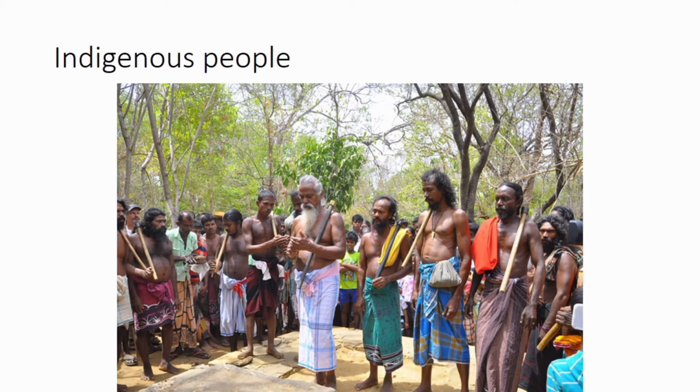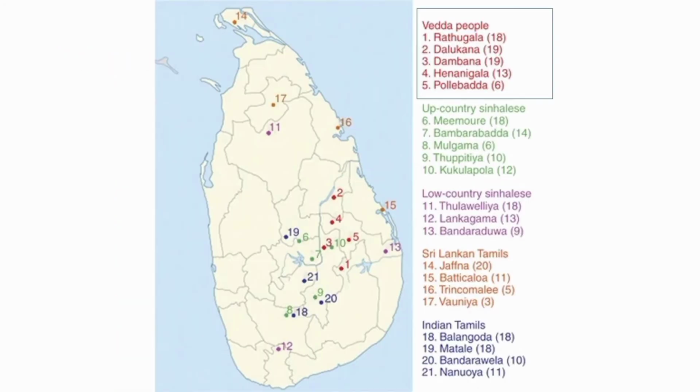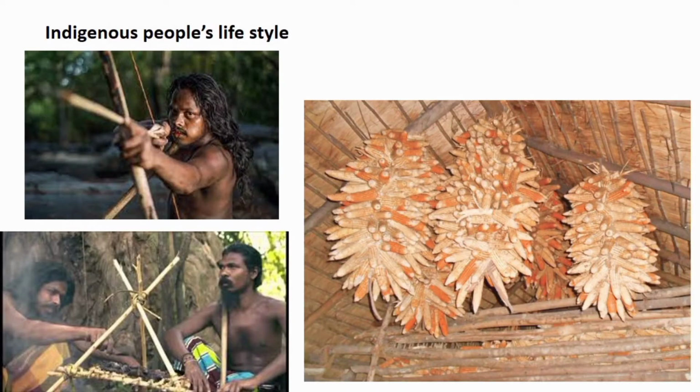Indigenous people of Sri Lanka are also a special feature when the social identity of Sri Lanka is considered. Vedas or Vanniyaletto are the indigenous people in Sri Lanka. Indigenous means originating or occurring naturally in a particular place, or we can simply say as native people. Vedas live in Mahiyangana, Dambana, Henanigala area.